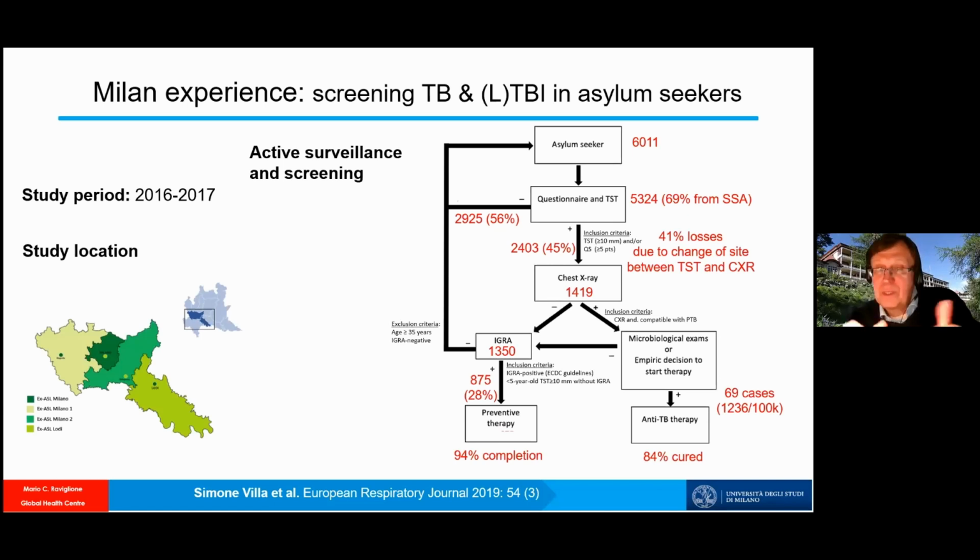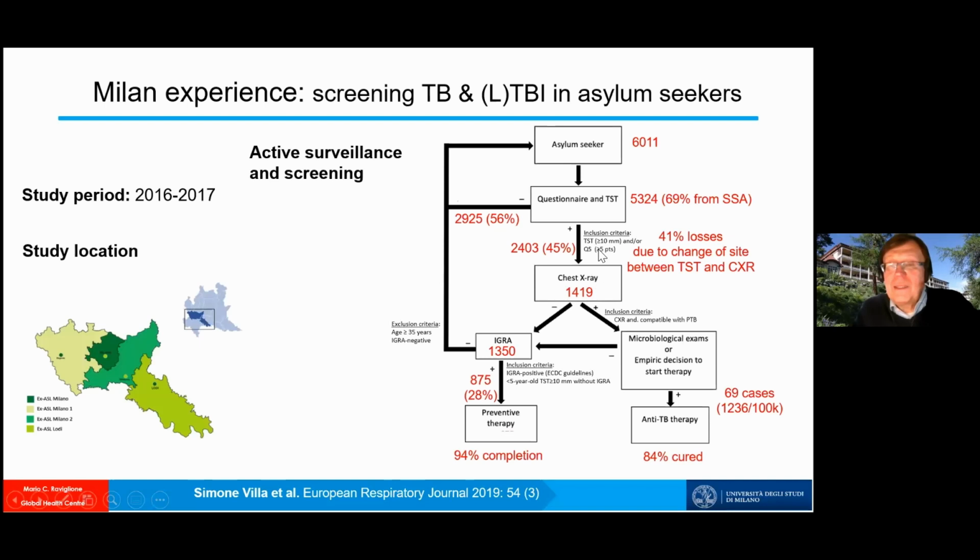And these are the numbers that they found, essentially, that Dr. Villa described. Over 6,000 asylum seekers. Questionnaires were provided to more than 5,000. There was a drop there, obviously, because some meanwhile had gone. You have then the numbers of those with a positive TST or a relevant questionnaire that would undergo chest X-ray. That was essentially where the major attrition was, 41% lost. And the loss was linked to the fact that you had 2 different sites where to do these 2 types of interventions. Chest X-ray eventually was on 1,400, and you see the numbers of TB cases detected, 69, with a very good cure rate of 84%.